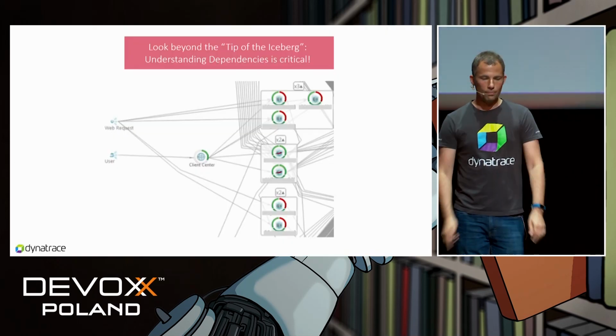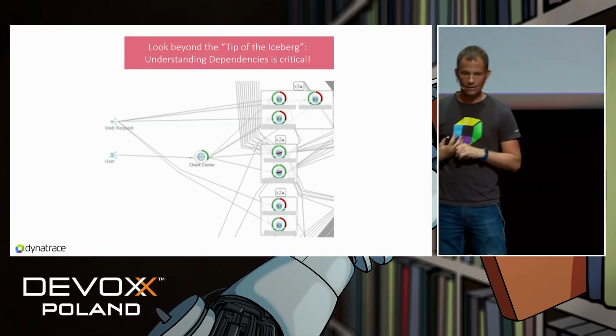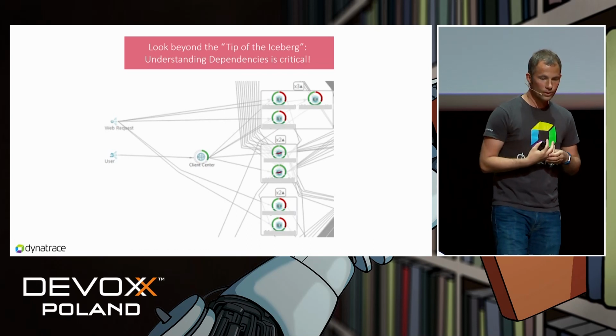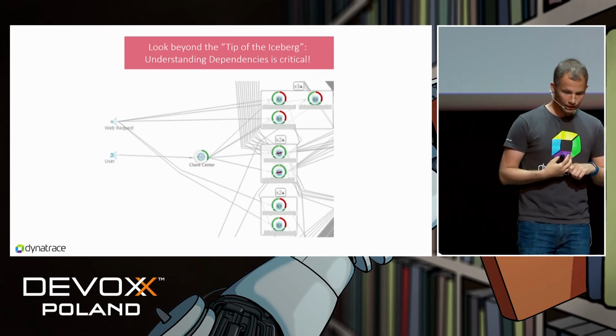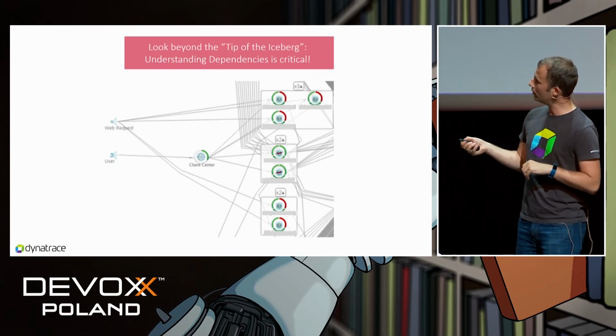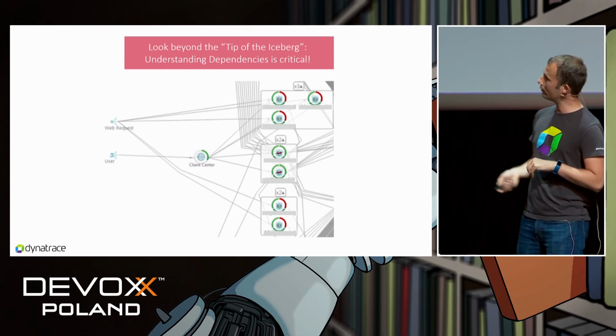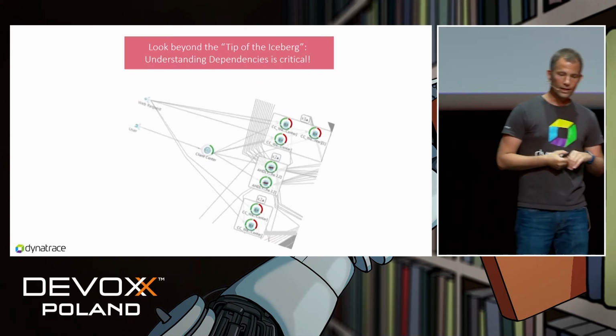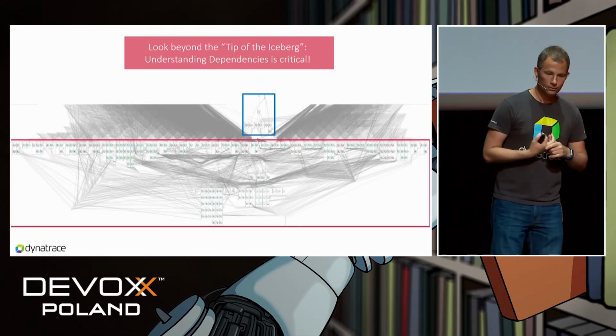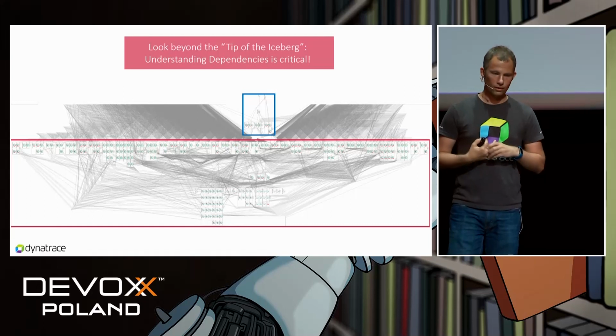Dependencies. I talked about dependencies a lot. This is an example of another insurance company. It looks really easy. There's an end user that is accessing their client center from the web, and then there's a range of front-end servers. But it's just the tip of the iceberg, because this is really what they have. This is the architecture.